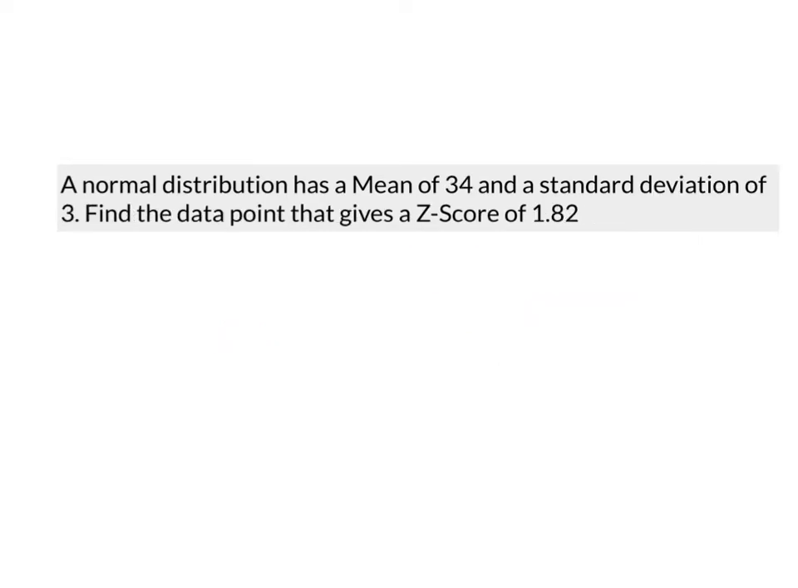This question says a normal distribution has a mean of 34. Same formula. And a standard deviation of 3. And it says find the data point. We've got to find x now, where the z-score is 1.82. So 1.82 equals x minus the mean, 34, divided by the standard deviation, 3.